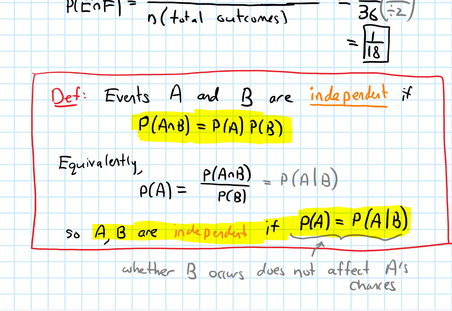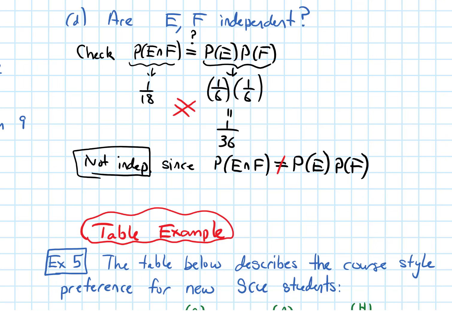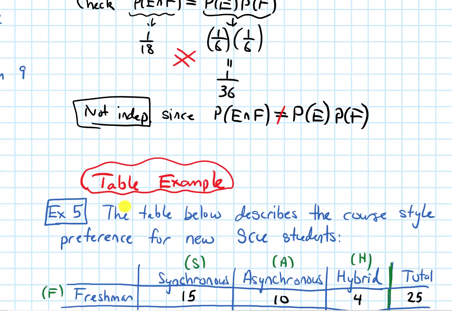So if we had wanted to, we could have also checked it using this formula. The probability of A needs to be equal to the probability of A given B. But in our problem, it was easier to use the first formula because we already had all three of these probabilities. Whereas to use this second formula, we would have needed to figure out what this conditional probability is first. So that one would have been a little bit more work. So in the next video, we will do another example where we test for independence that involves a table of values.